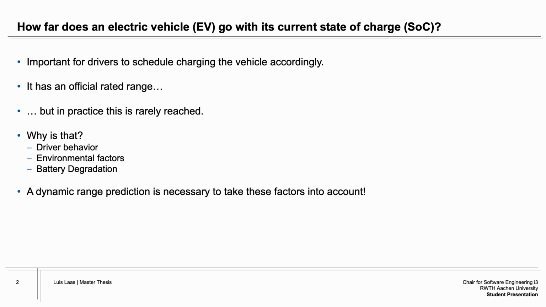First, let us revisit the task we tackled in the master thesis. Electric vehicle range prediction is a complicated subject in practice because there are a lot of factors that influence the range of an electric vehicle. Rated ranges are rarely reached and are usually only available in optimal conditions. A dynamic range prediction is necessary to let the drivers know what range they can expect from their vehicle to schedule charging stops accordingly.